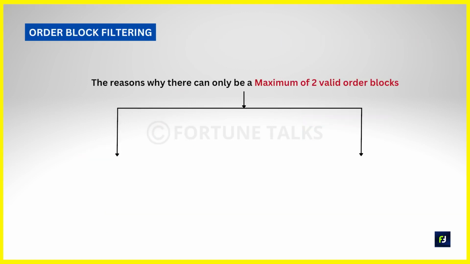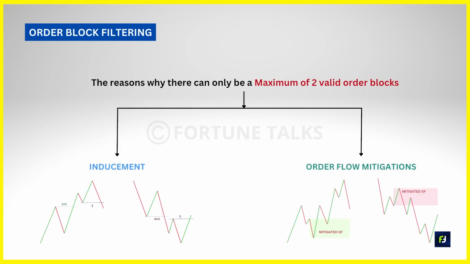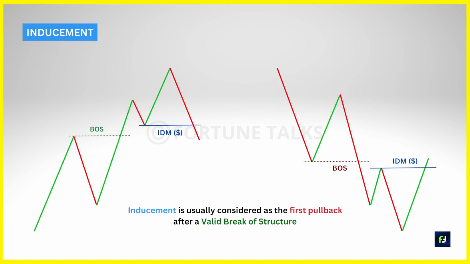The reason why there can only be two valid order blocks can be either due to inducements or due to order flow mitigations. I will explain both. Let me start with inducements. I have made a detailed video on inducements in the previous episode. Make sure to watch that video to get a proper idea on the topic. Anyways, inducement is considered as the first pullback after a valid breakout structure has happened.